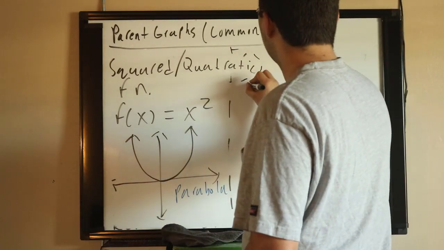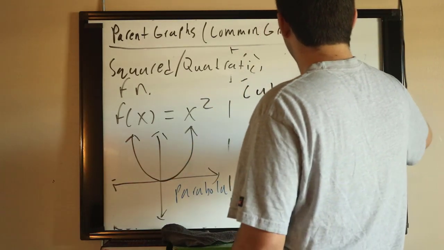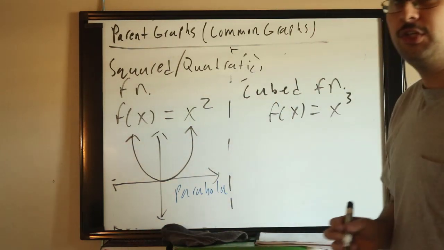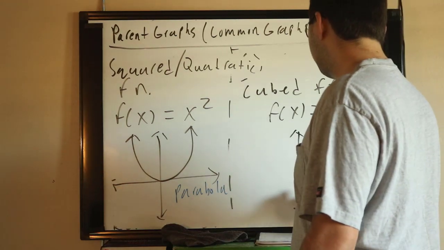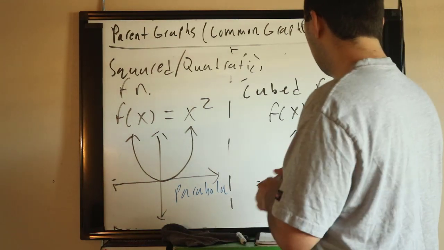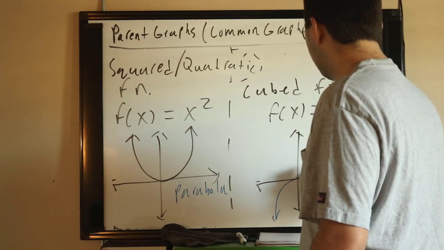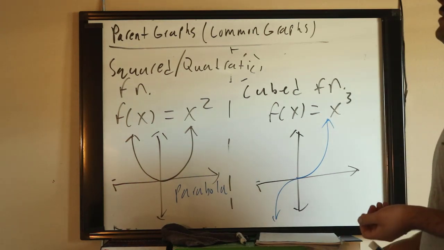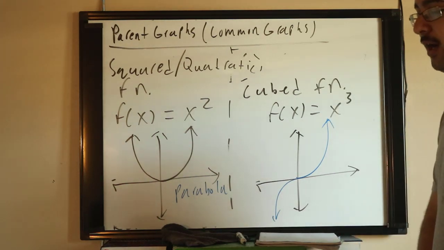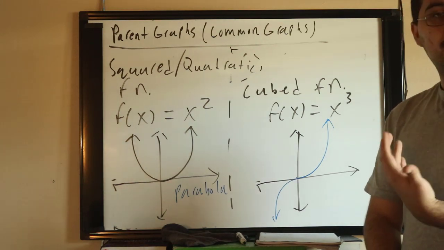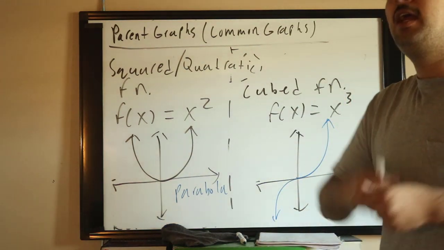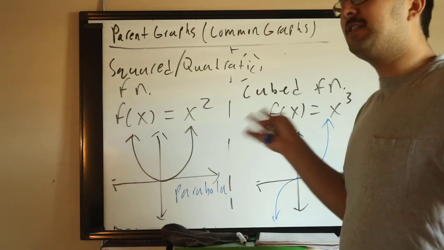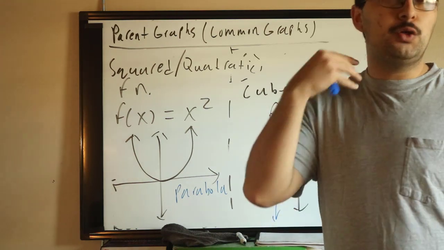And the last one we're going to introduce is the cubed function. So f of x equals x cubed. That is our cubed function. And that graph looks like a curly S, like a snake. There you go. So those six are going to be the parent graphs that we're going to use. There are actually infinitely many parent graphs, but these six are the ones we're going to use most often.